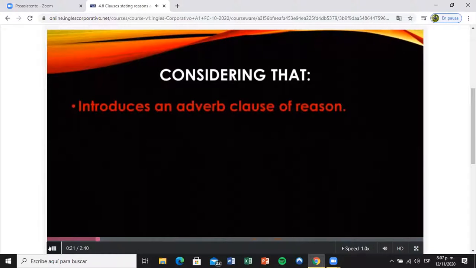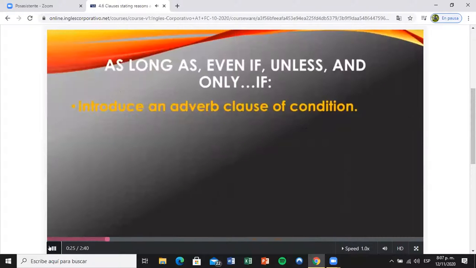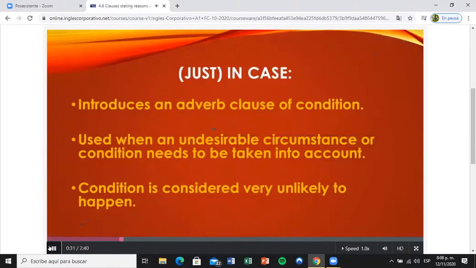Considering that introduces another clause of reason. As long as, even if, unless, and only if introduce another clause of condition. Just in case, or in case, also introduces another clause of condition. It is used when an undesirable circumstance or condition needs to be taken into account, but the condition is considered very unlikely to happen.